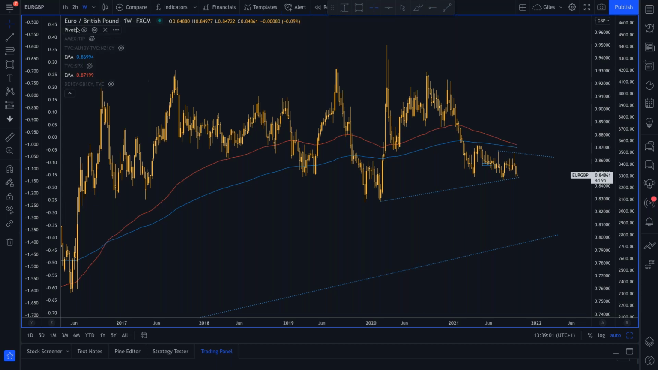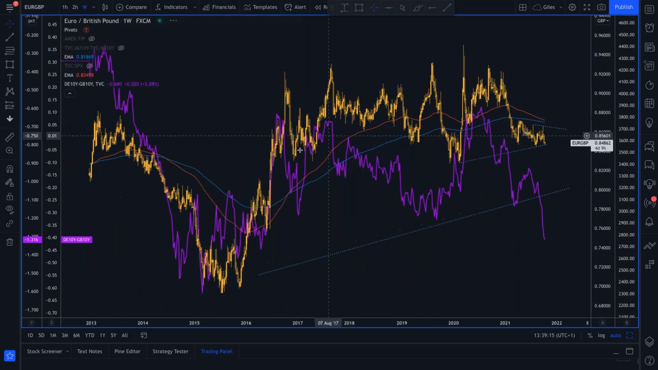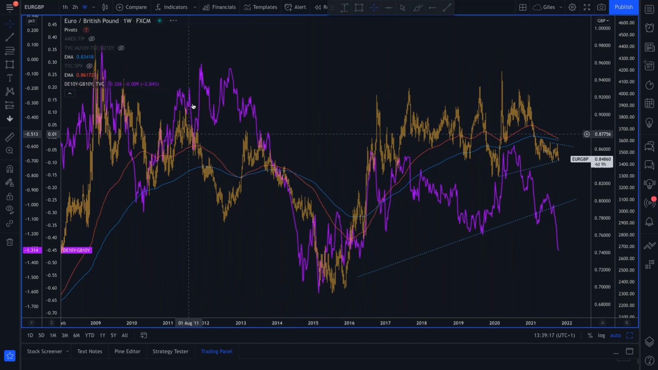So you might say, well, why do we use Germany? It's because there isn't a euro bond. Germany is the largest member of the European Union, so the German Bund is used as a proxy for a European bond, if you like. Now, when you put those two together, do you see how when the bond yield spread rises and when it falls, the euro pound tends to track it?